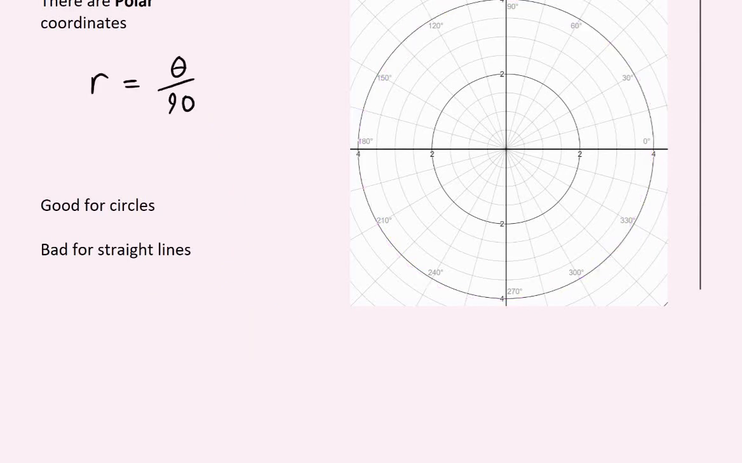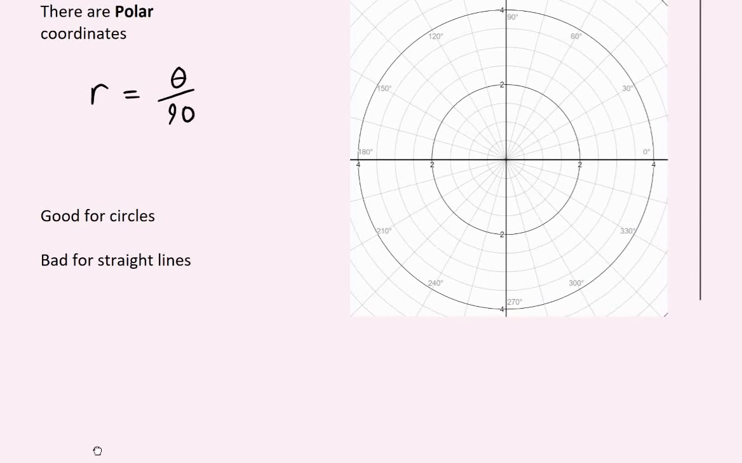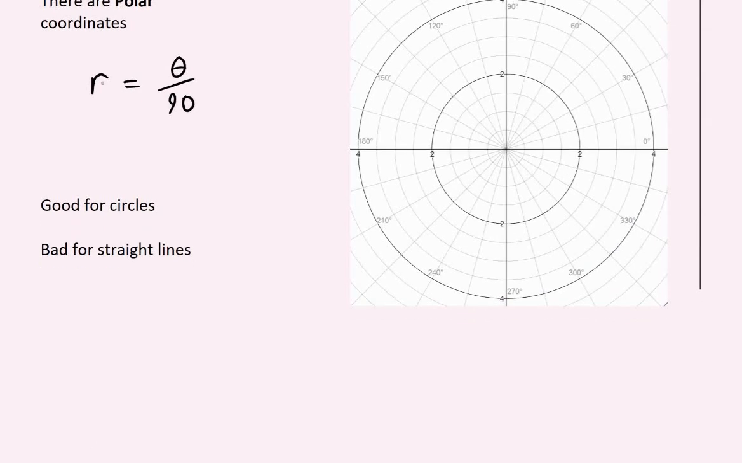I'll do one more example of a graph in polar coordinates, because this is a fairly nice example. So again, a fairly straightforward equation, basically just r equals theta divided by 90. So that means the radius is going to be the angle divided by 90. So the way we're going to work this out is we're going to plot a few points, so you can see some sort of pattern going on.